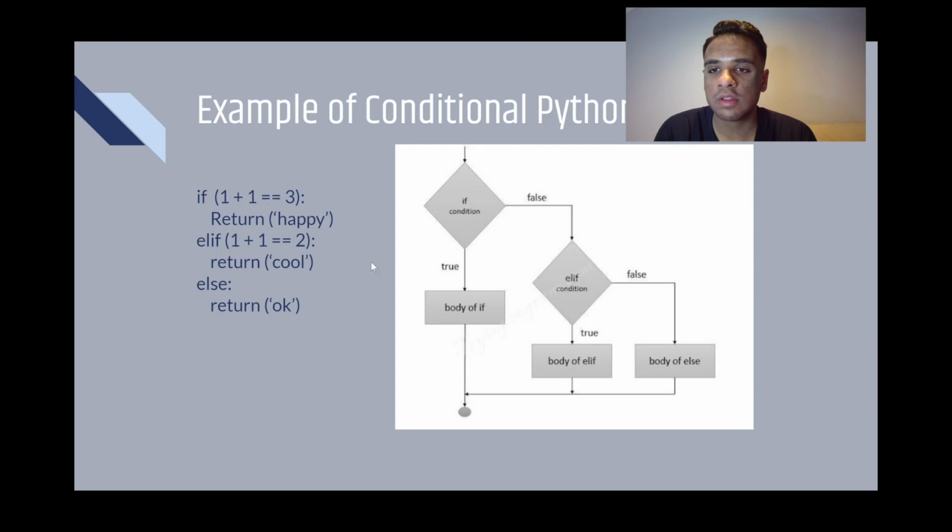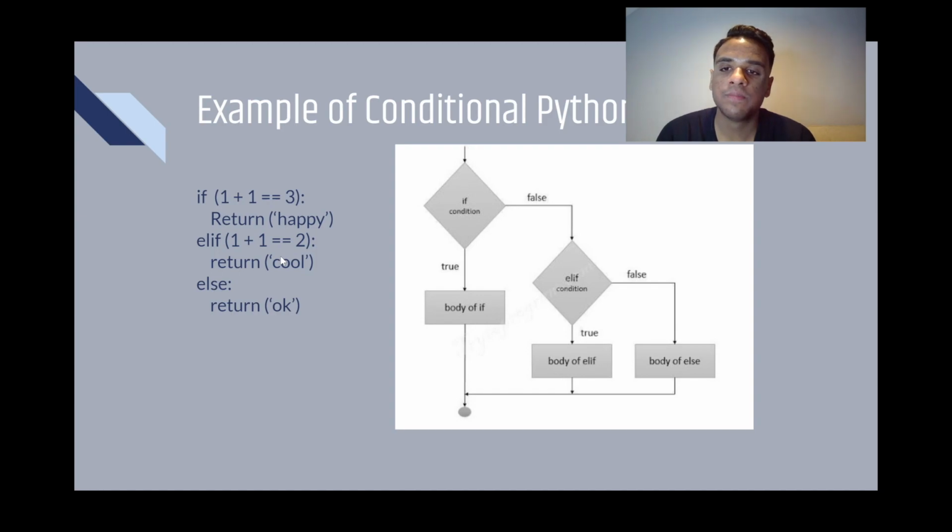So let's go through it a little bit deeper. So 1 plus 1 equals 3. Well, we know 1 plus 1 does not equal 3, right? It doesn't equal 3, so this cannot return happy. So this doesn't execute, and if this doesn't meet, then we move on to the next one. Elif 1 plus 1 equal 2. So do the math, 1 plus 1 does equal 2, right? So this statement is true. Therefore, we will execute this and we'll return cool, and we don't have to execute the else. We just come out of the conditional block and we return the output, and that will be the output of cool.